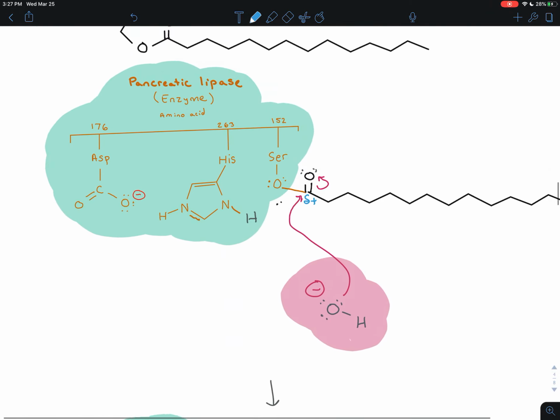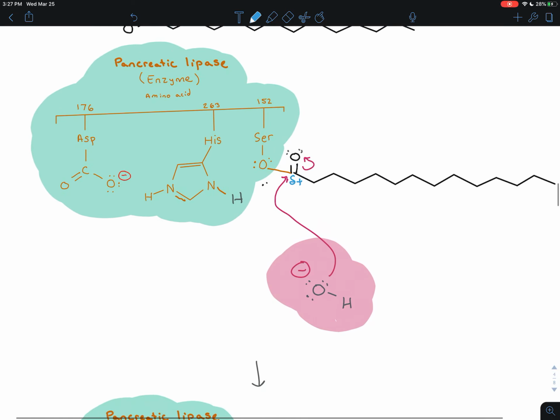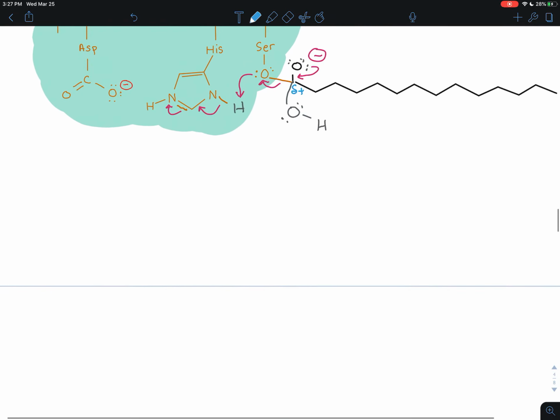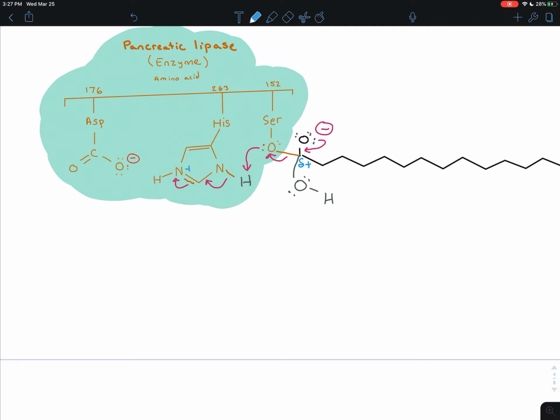And one thing I forgot to emphasize there is when that formed that bond there, that nitrogen had a positive charge, right? This nitrogen here has 4 bonds, so it would have a full positive charge, and that's being stabilized by the aspartate on position 176 in the amino acid chain.